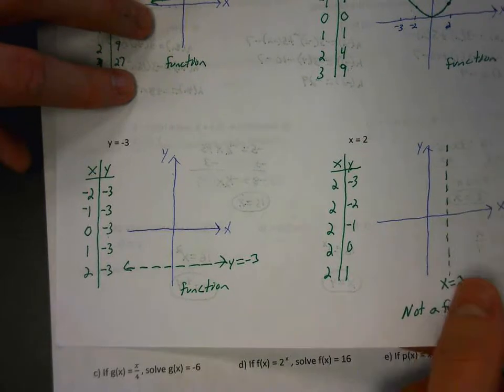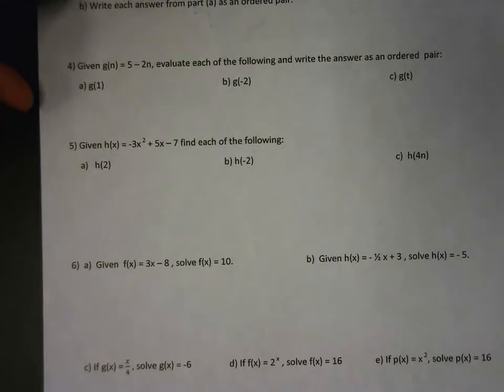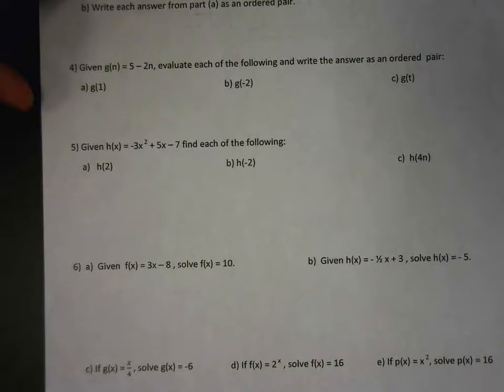So that's all the vertical line test is. If you have a graph, it's one way to determine if you have a function or not. Okay, so number 3.